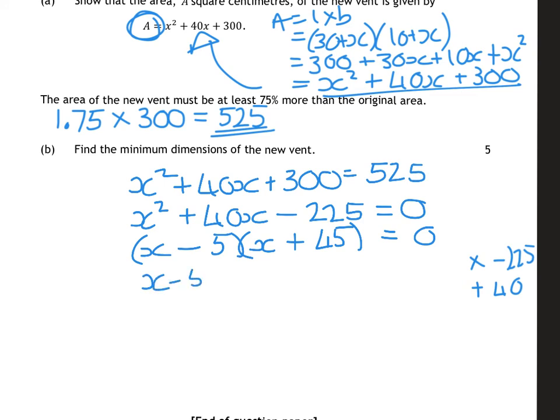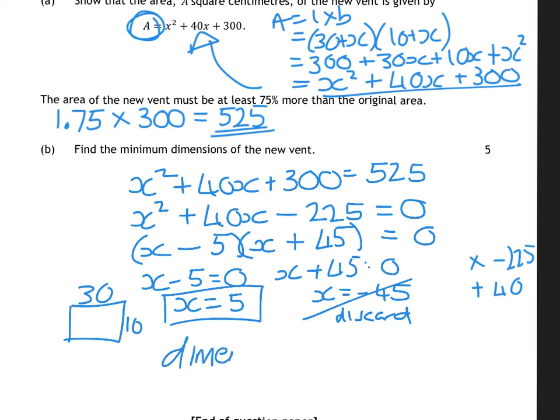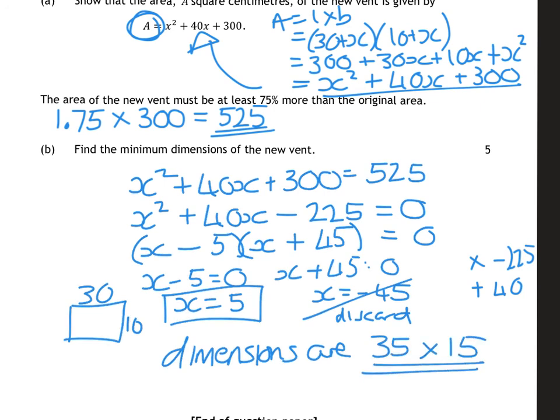Now if you solve each of these equal to 0, you will get one positive, one negative answer. Now x cannot be 45, it can't be negative, so we discard that one. It can't be negative because we're talking lengths, it can't be negative length, so it means that x must be 5. So remember we said the vents were 30 and 10 and we increase them both by 5. So our dimensions are both increased by 5. So that gives us 35 by 15. And that is your dimensions for that one.